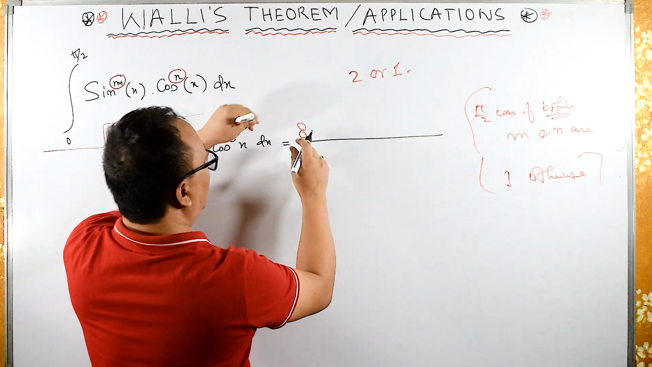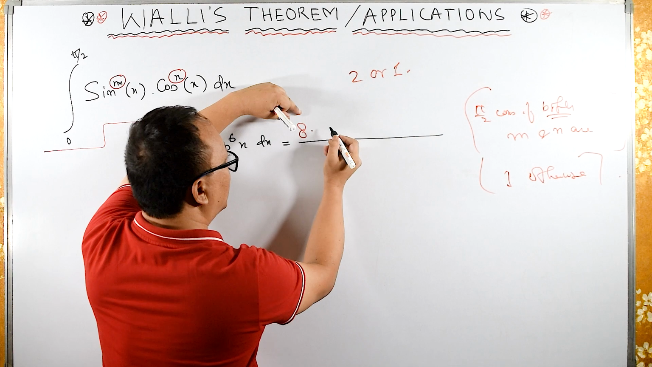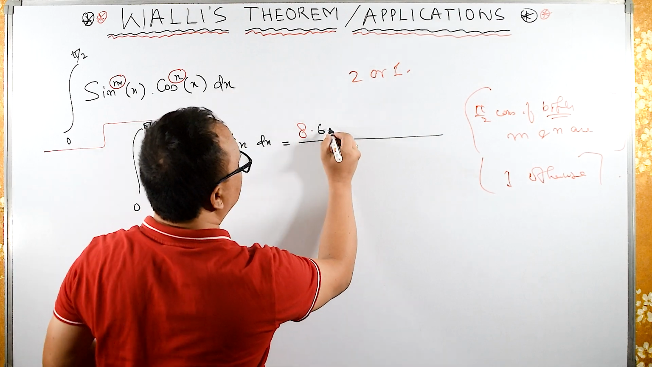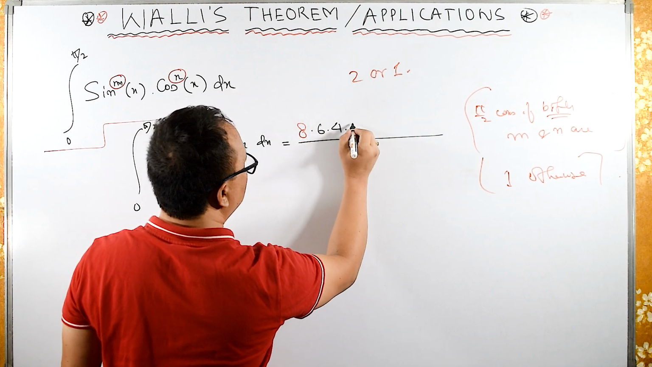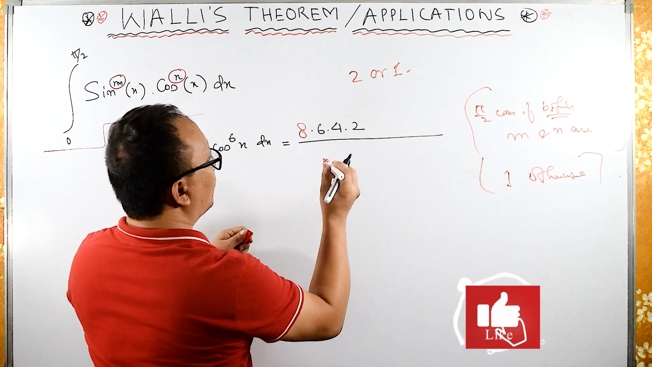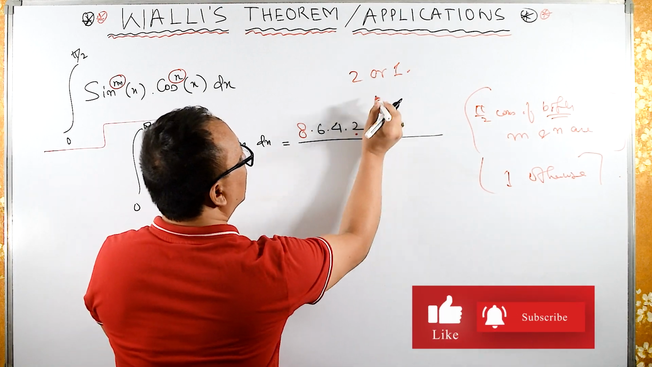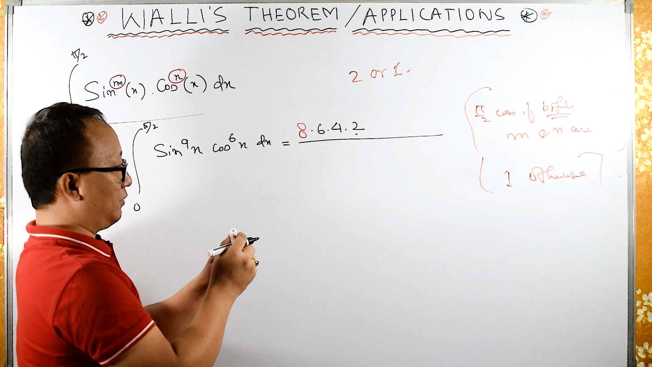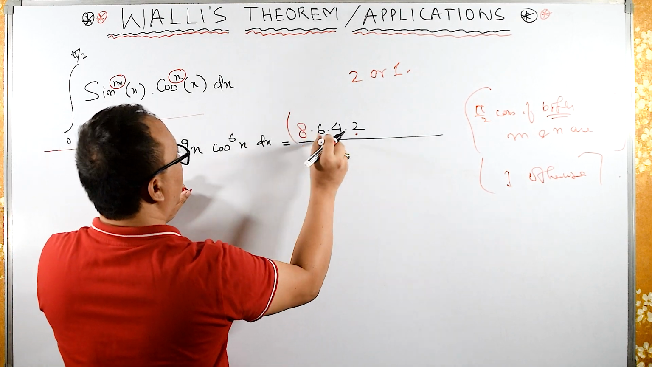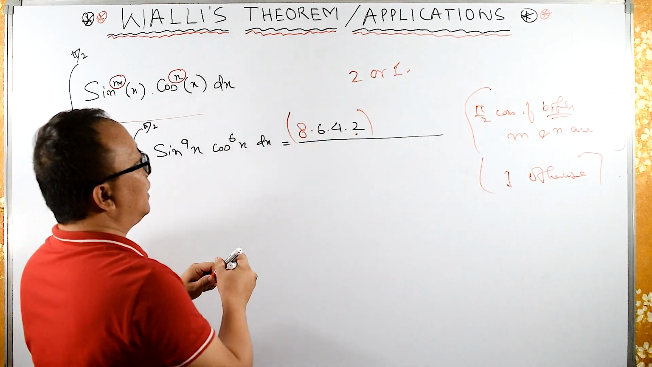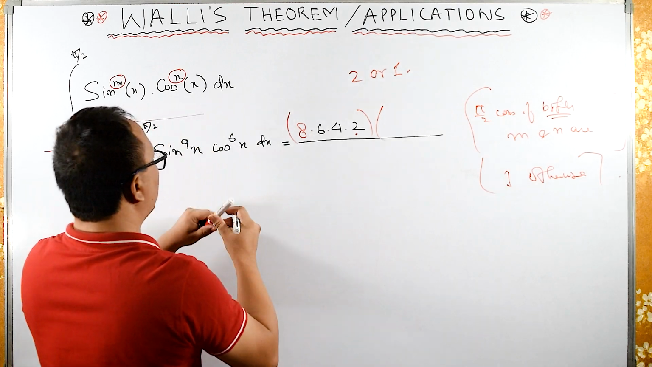So here 8 minus 2 is 6. 6 minus 2 is 4. Here 4 minus 2 is 2. I have to stop over here because I am getting 2 or 1. I am getting 2 over here. This is the component for sine 9x.